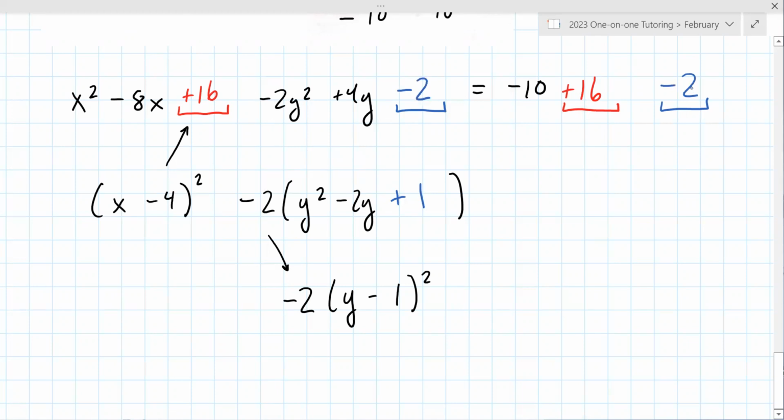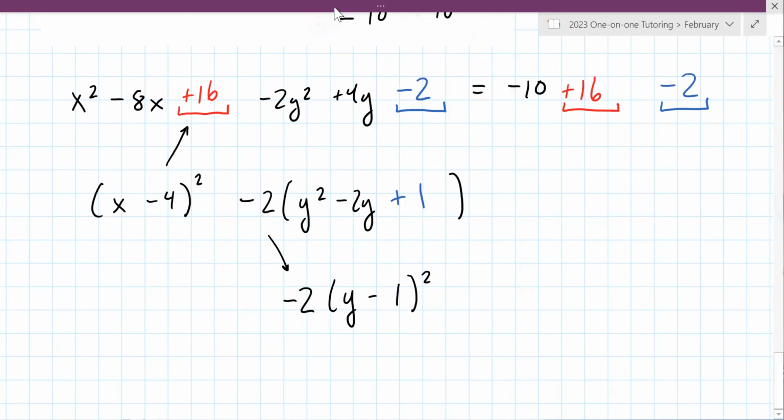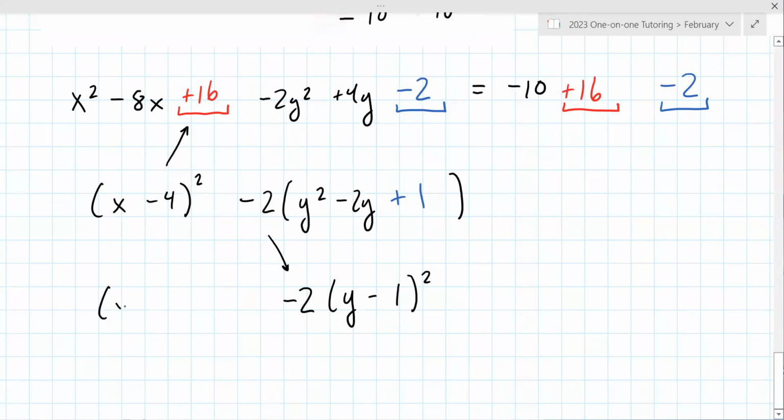You're used to having positive numbers when you complete the square, but it is not always the case. Hmm. So I mean, that's what makes this so tough. It's just all these little pieces here. So on the right hand side, you got negative 10 plus 16 minus 2. So that ends up equaling 4. Thank goodness for that.